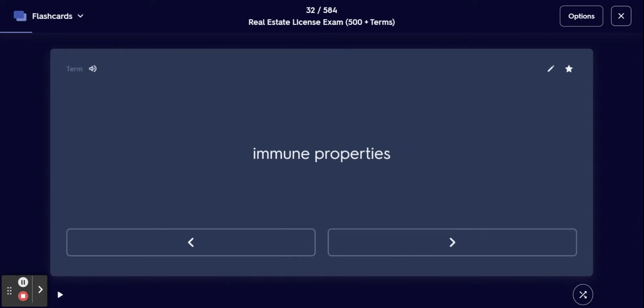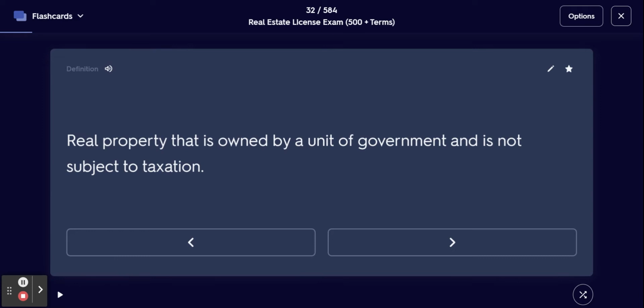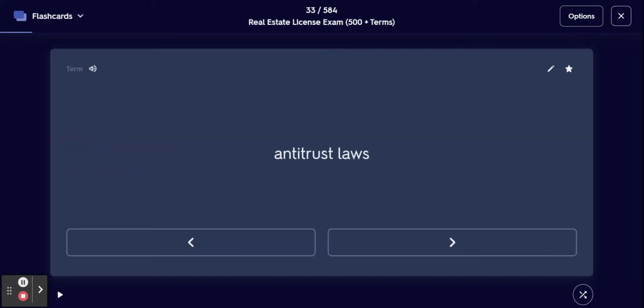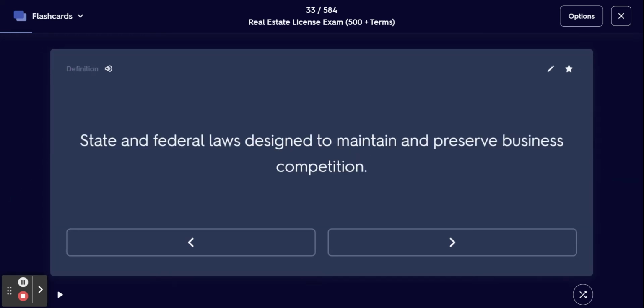Immune properties. Real property that is owned by a unit of government and is not subject to taxation. Antitrust laws. State and federal laws designed to maintain and preserve business competition.